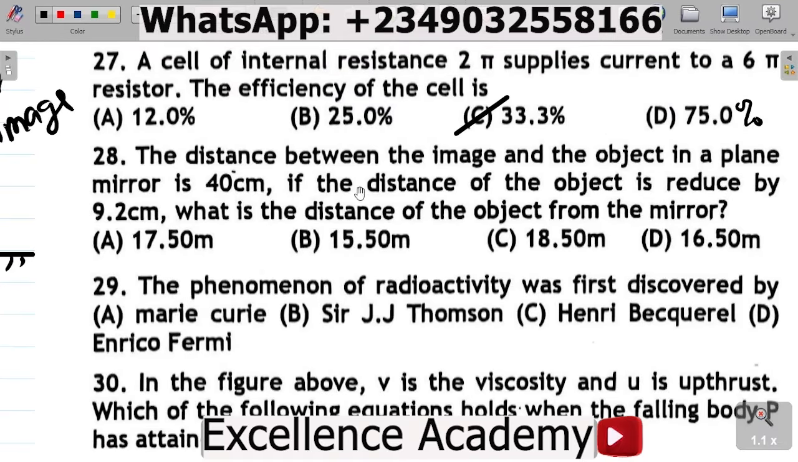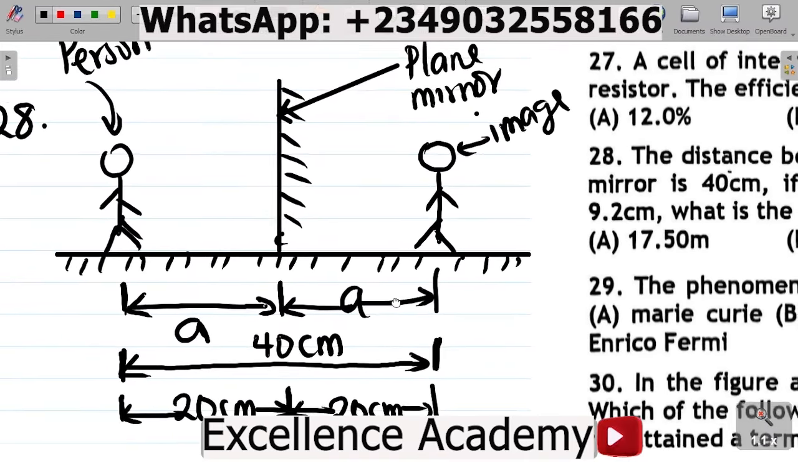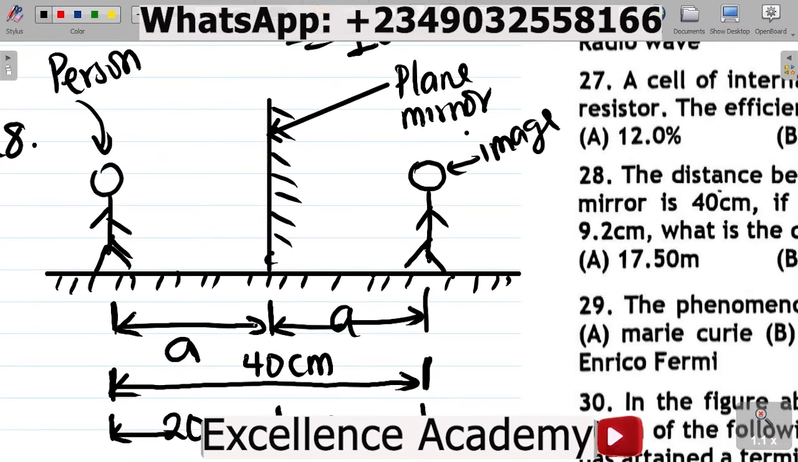They now said if the distance of the object is reduced by 9.2 centimeters. The question is this: if I want to reduce the distance of the object, does the object move closer to the mirror or away from the mirror? Obviously, if this man goes away from the mirror, the distance will increase from 20 to perhaps 25, an extra 5 centimeters. So that will be increasing. But if I want to reduce the distance, all I have to do is simple. I'll move the man towards the mirror.